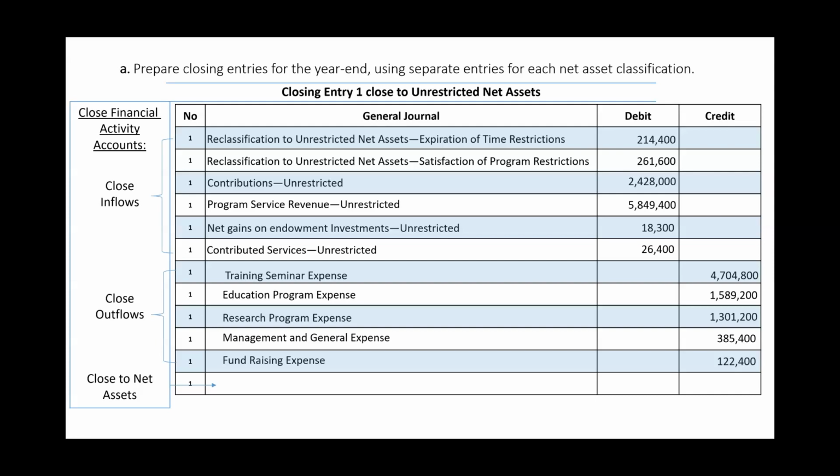So we're going to close everything to net assets. We know that our debits have to equal our credits, so we add up our debits, we add up our credits. What is the variance? The variance gets closed to net assets. So we have net assets unrestricted, $695,100. So remember, we are closing the unrestricted assets here.